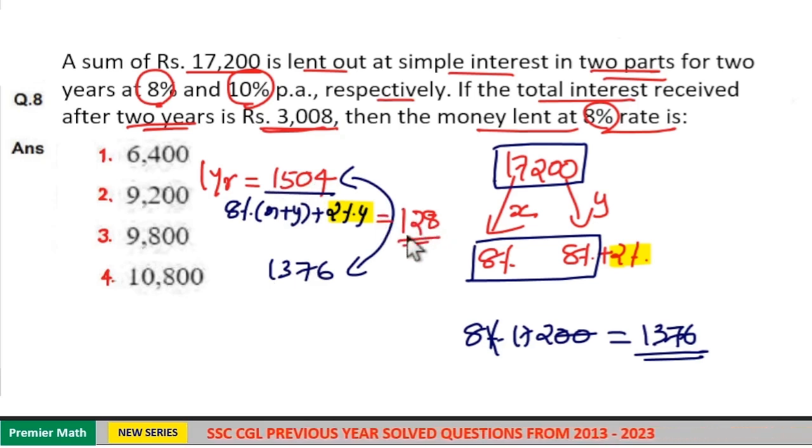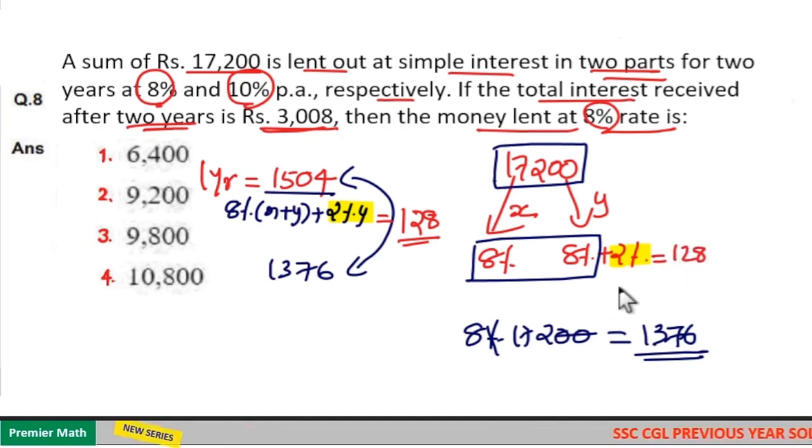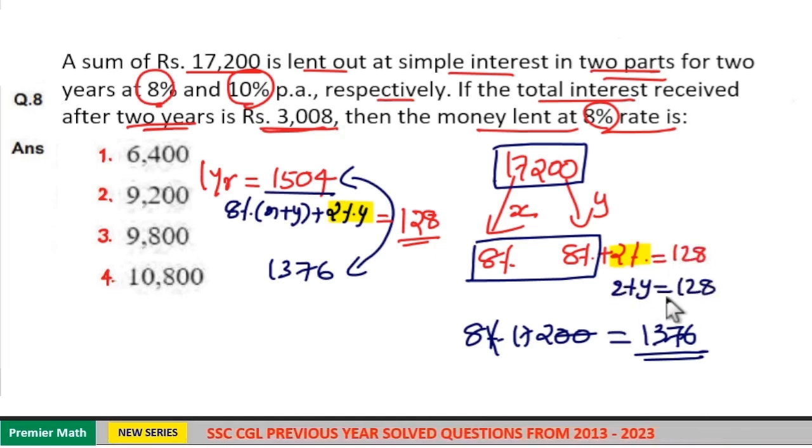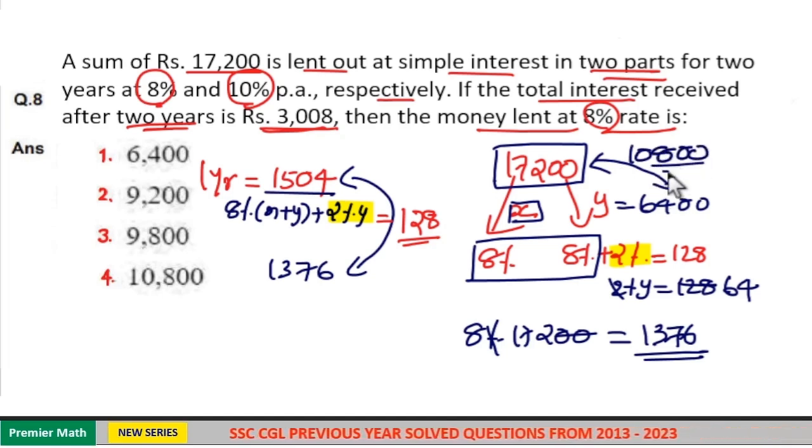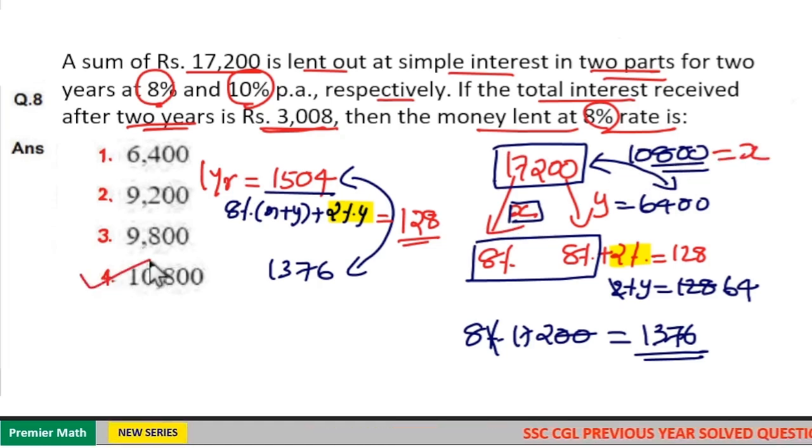So 2% of Y is equal to 128. That means 2% is 128, so 1% is 64. Then 100% of Y, which is Y, is equal to 6400. Then we need X here. X is equal to the difference between 17,200 and 6,400. 17,200 minus 6,000 is equal to 11,200. 11,200 minus 400 is equal to 10,800. So the sum lent at 8% is X, which is 10,800. Option 4 is your answer.